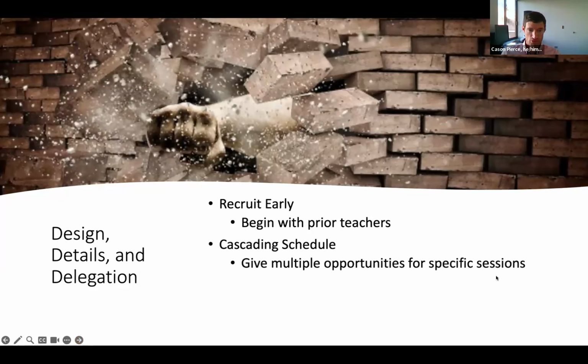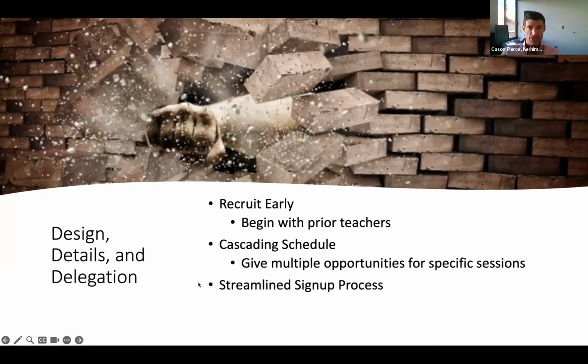The cascading schedule I mentioned, and that gives people multiple opportunities for specific sessions they may be interested in teaching. If they're in the clinic and they have certain half days per week, or they're on an inpatient service, they can hopefully find a time in our schedule where they can teach an area that interests them.